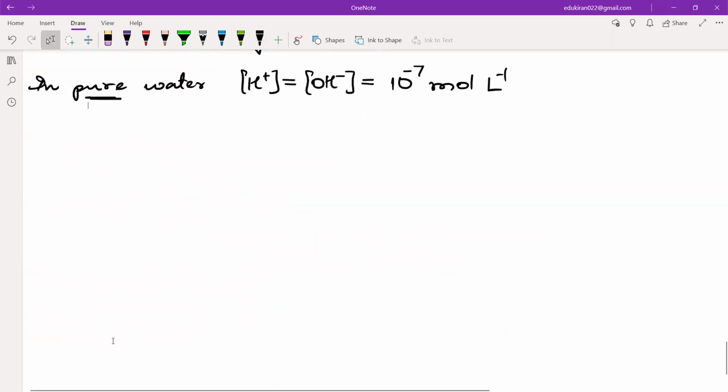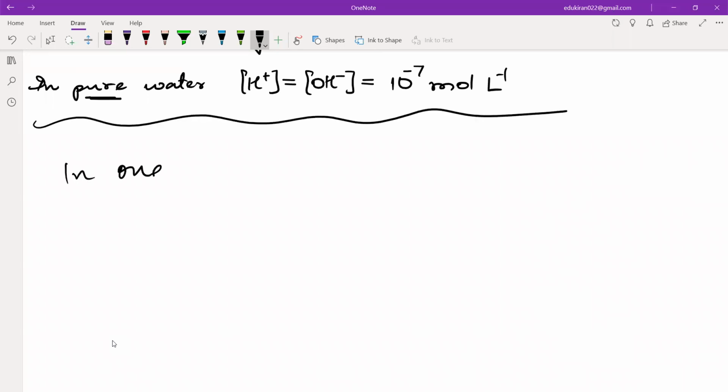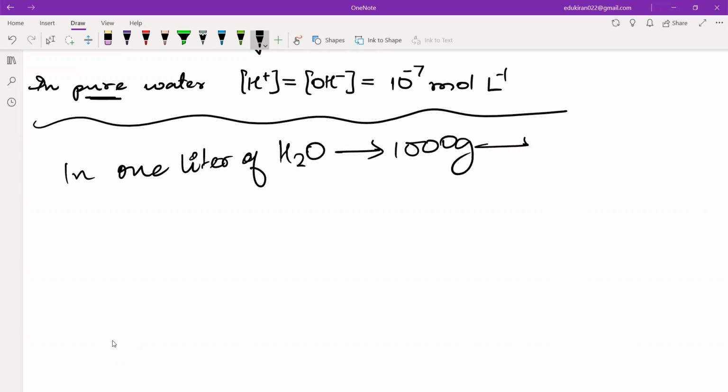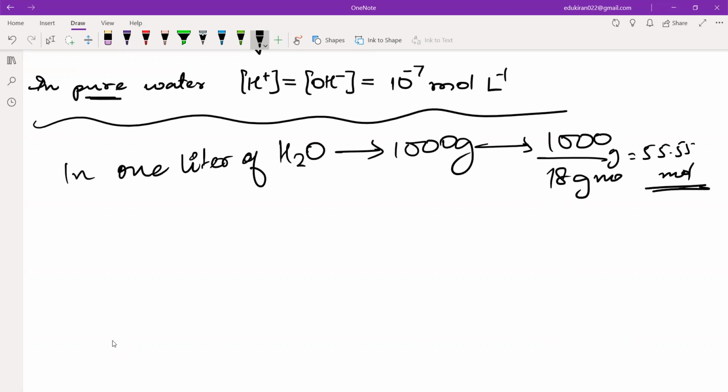Okay. Next thing, as you can see, in 1 liter of H2O, that means 1000 grams of H2O, that means 1000 upon 18 grams per mole, that is equal to 55.55 moles, right? Now you have this many moles of water, and how many H plus are there? There is 10 to the power minus 7.